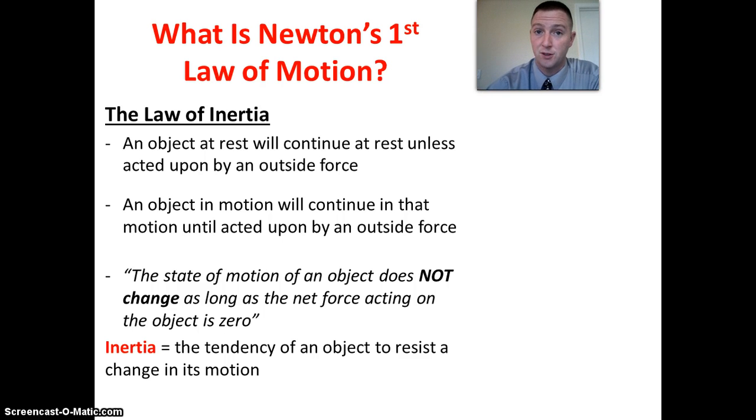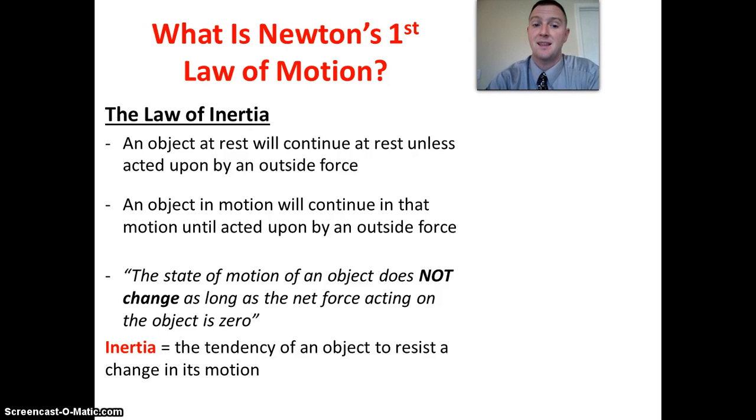Or, part 2 of the law of inertia, if an object is in motion, then it's going to continue in that same motion until acted upon by an outside force. So once I have a certain velocity, I'm going to keep that same velocity. I'm not going to accelerate. I'm not going to decelerate. I'm not going to increase my speed, decrease my speed, or change my direction unless I'm acted upon by some outside force. So how do we summarize these two?